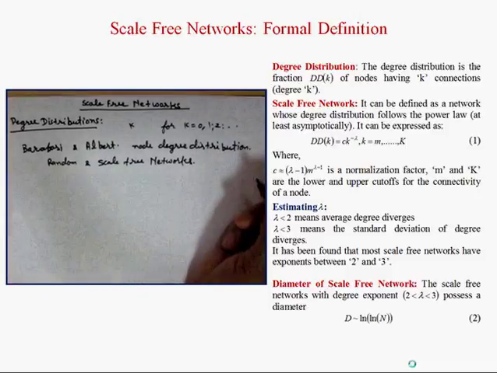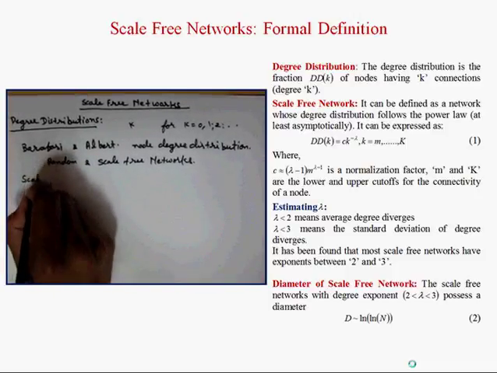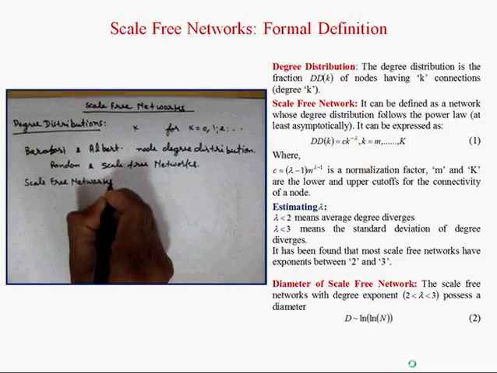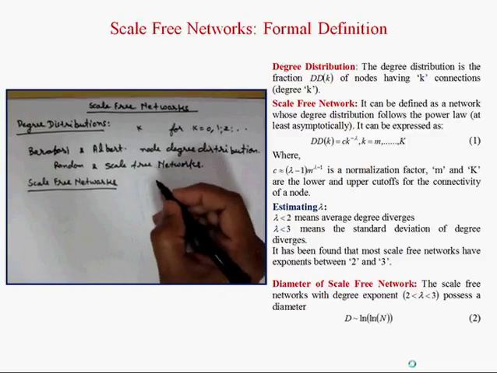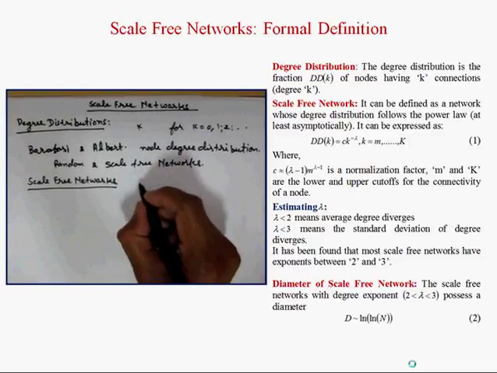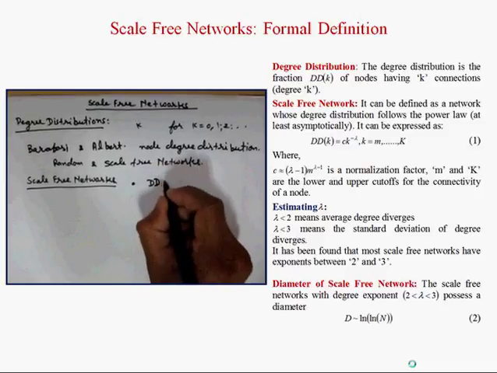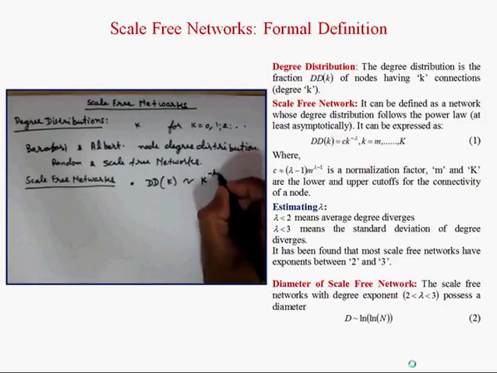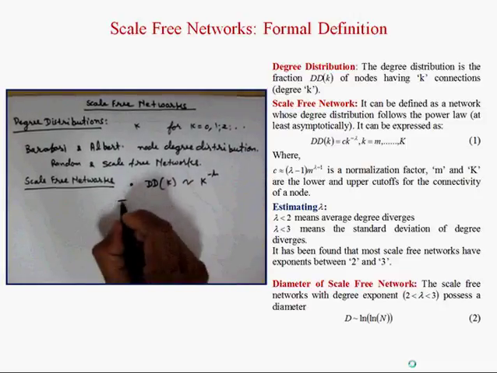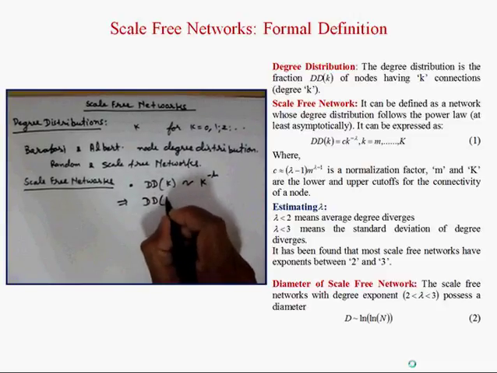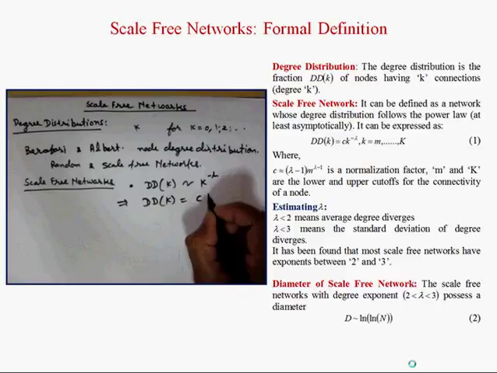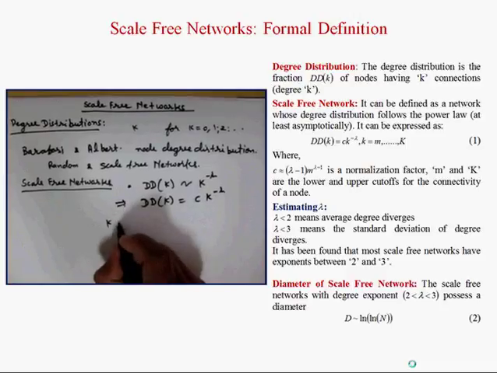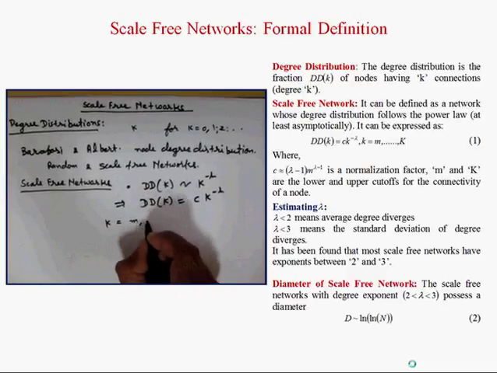Scale-free networks: the degree distribution of scale-free networks follows a power law. It can be explained like this: degree distribution implies that, where k can be m to capital K.